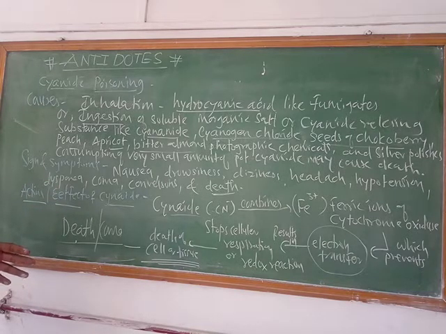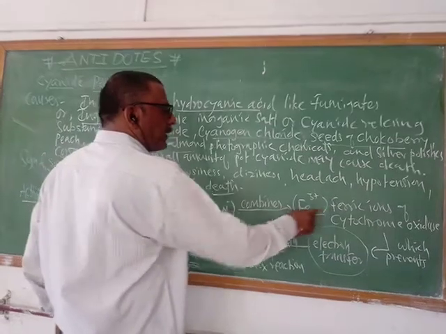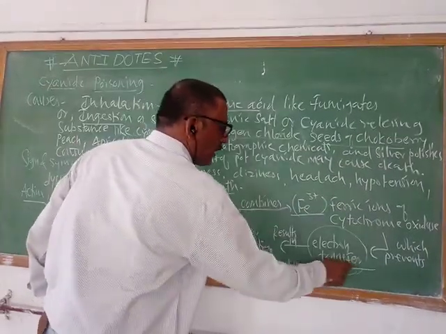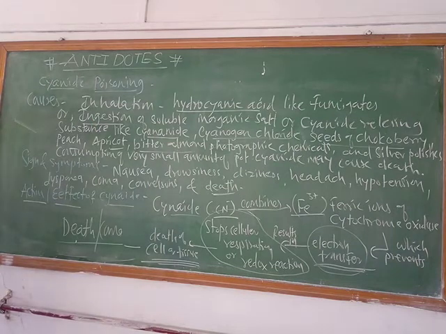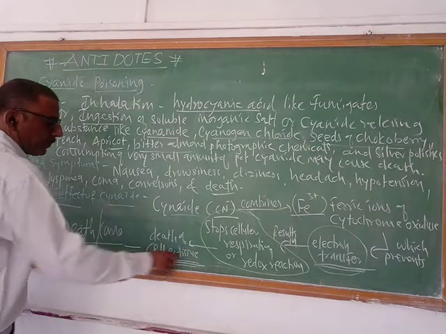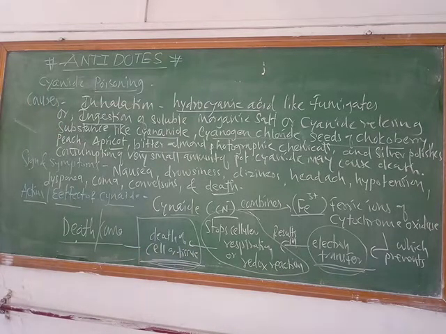If we consume it, what happens? It enters our body, enters circulation, reaches the cells, and combines with the cytochrome oxidase containing ferric ions. Once it combines with that, it prevents electron transfer, which results in stopping cellular respiration, or stopping the oxidation-reduction reactions. And finally, that causes death of cells or tissues, and the victim goes to coma or death.